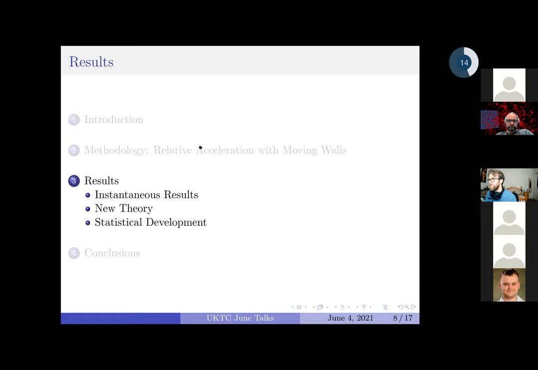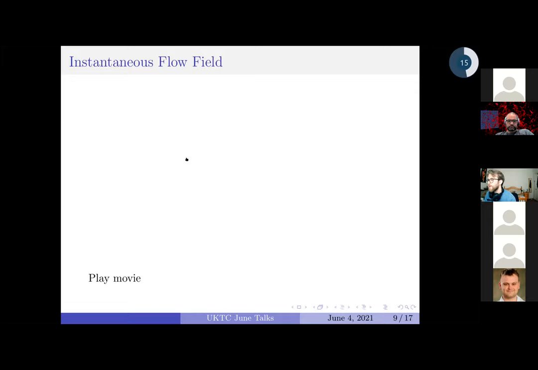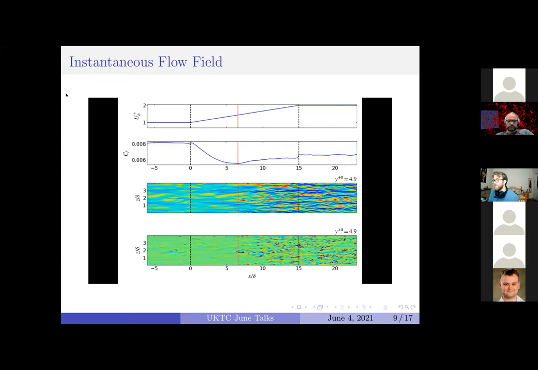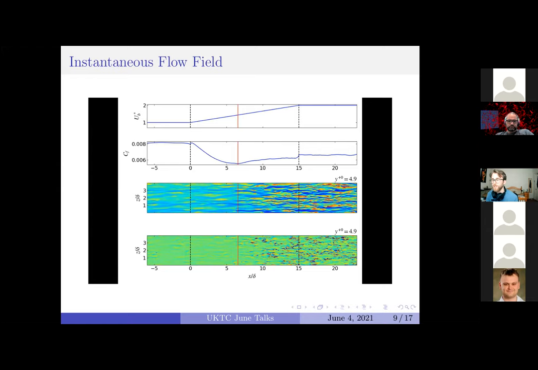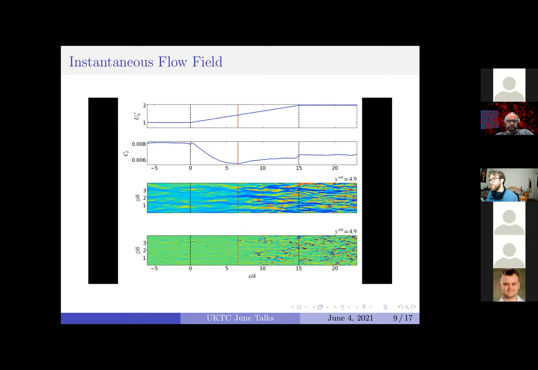I'll be starting with some instantaneous results, then proposing an idea to explain that development, and then showing some more statistical development as well. I'll start by playing a video. You should be able to see four figures here. In the first figure, we've got the relative bulk velocity, and we can see in this case that the velocity increases from 1 to 2 linearly over 15 half channel heights.